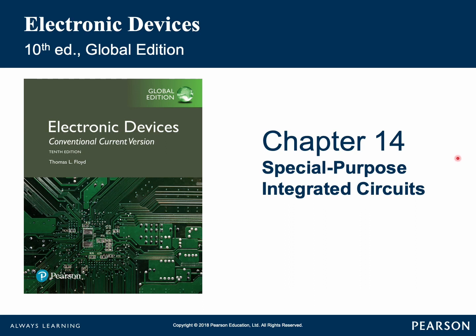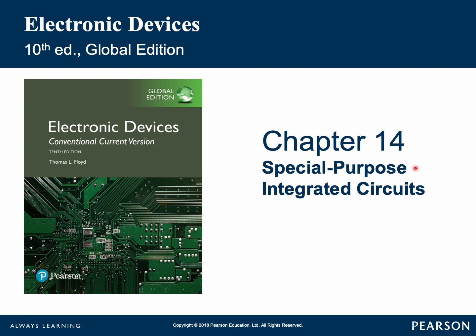Welcome to the Special Purpose Integrated Circuits chapter. Previously, we have learned about op-amp circuits which we could operate as a comparator, differentiator, and adder. These circuits exist in the form of IC and one of them is LM741. A general purpose op-amp such as LM741 is a versatile and widely used device.